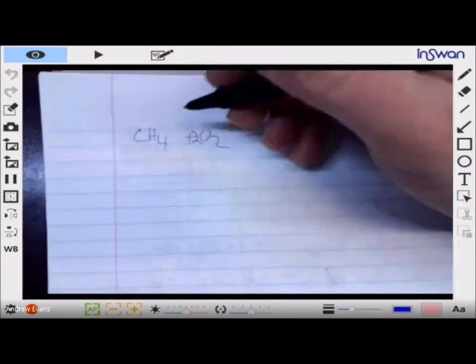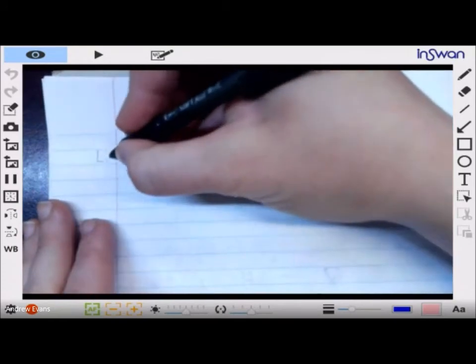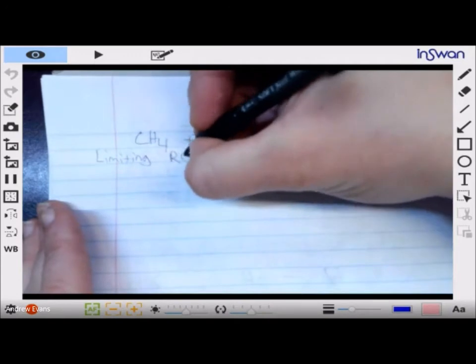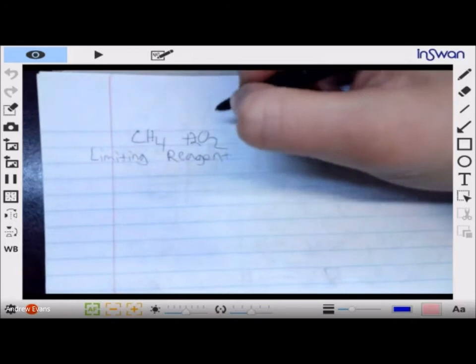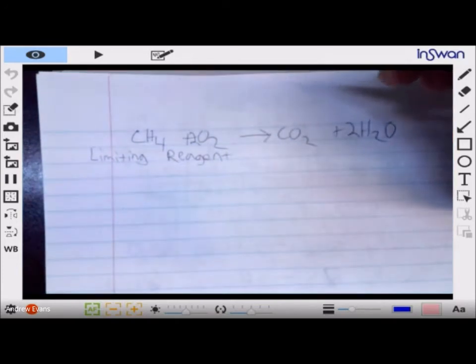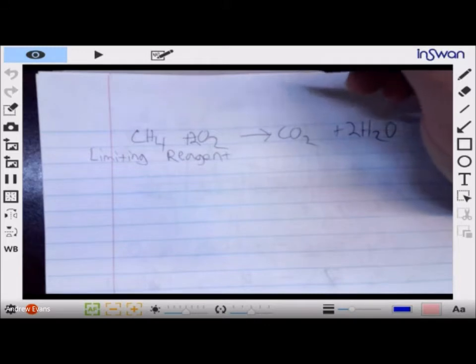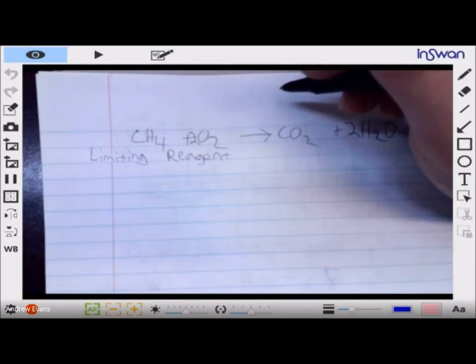A limiting reagent problem. Limiting reagent is when we have masses of both reactants, or masses of at least two out of the reactants, and we're asked how much of a product could be formed. And the idea is that one of these guys will run out first. Whichever guy runs out first will limit how much of a product could be formed.